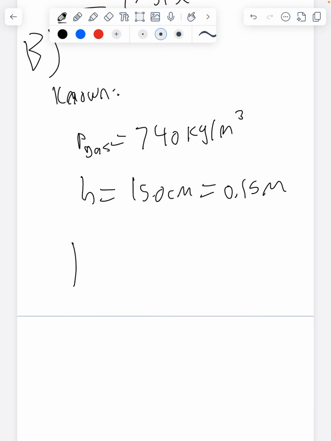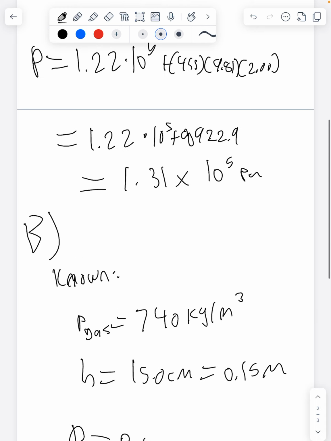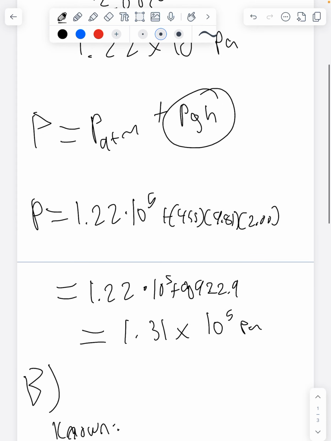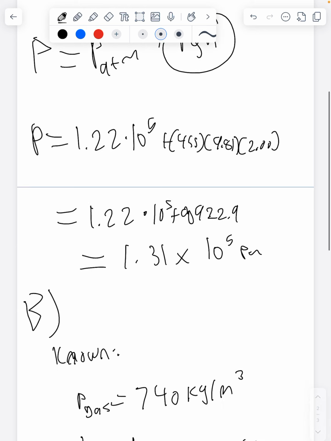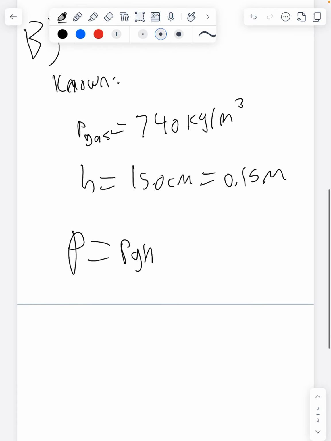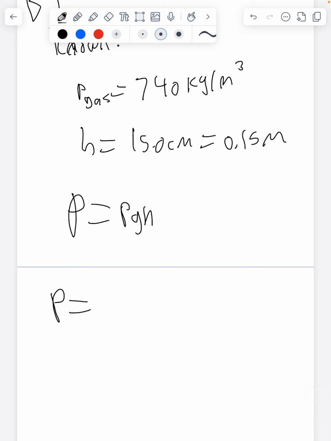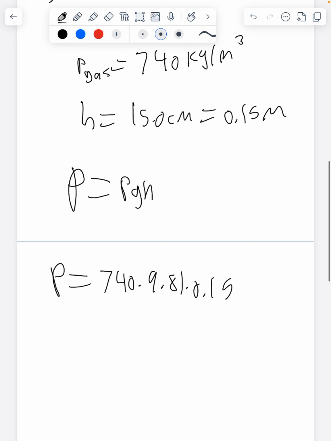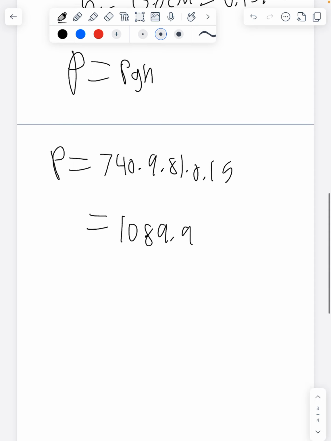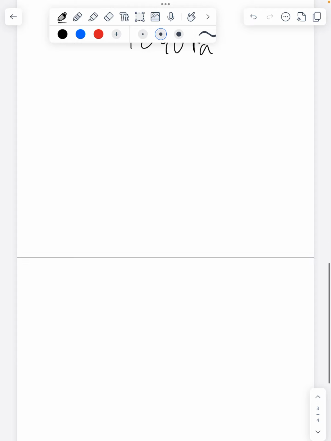The equation we're working with today is going to be P equals ρgh. Again, we went over this. ρgh is the pressure due to the fluid column, and then we're just going to plug in what we know already. So P equals 740 times 9.81 times 0.15, which would equal 1089.9, rounded up 1090 Pa. Do not forget your units.